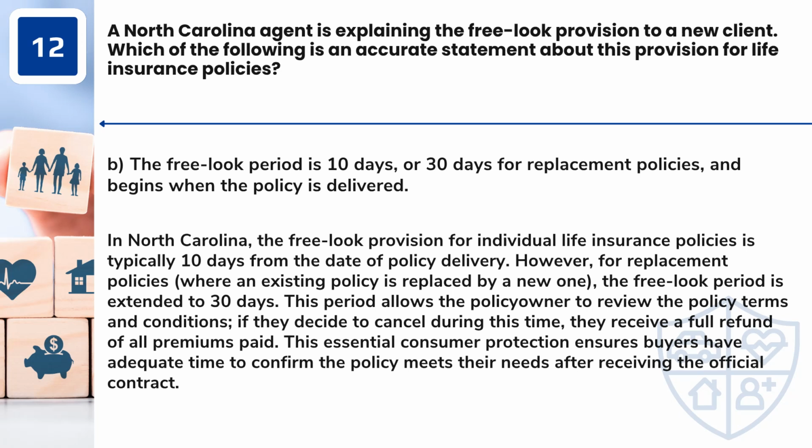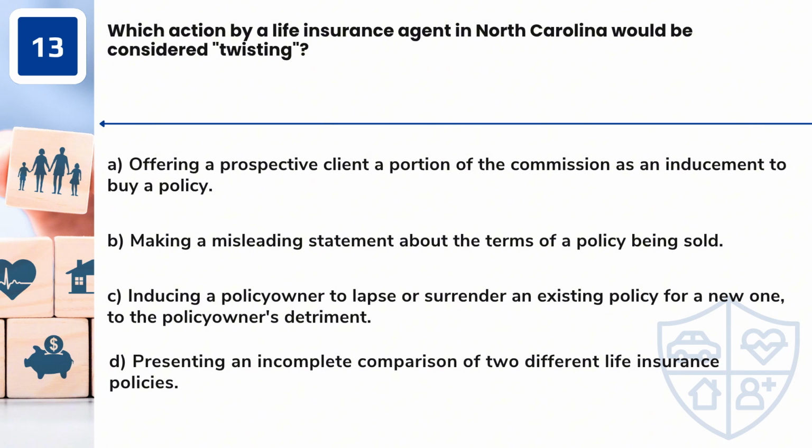This essential consumer protection ensures buyers have adequate time to confirm the policy meets their needs after receiving the official contract. Question 13. Which action by a life insurance agent in North Carolina would be considered twisting? A. Offering a prospective client a portion of the commission as an inducement to buy a policy. B. Making a misleading statement about the terms of a policy being sold. C. Inducing a policy owner to lapse or surrender an existing policy for a new one, to the policy owner's detriment. D. Presenting an incomplete comparison of two different life insurance policies.